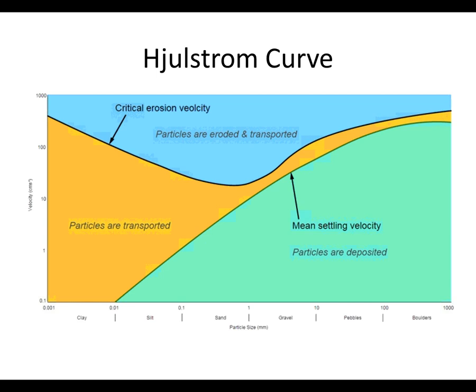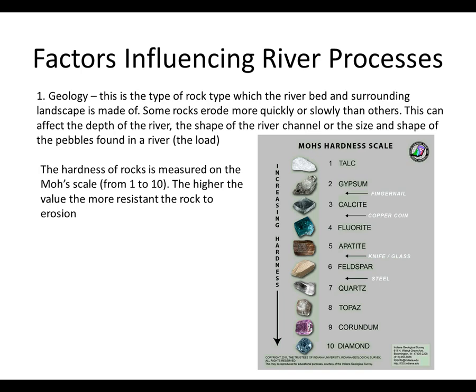Now, part of that comes from knowing roughly what type of particles are in the river, and that comes from doing a wee bit of research, and then you can relate it to the Mohs scale. The Mohs scale rates rocks on how hard they are, with 1 being the easiest to erode and 10, with diamonds, being the hardest to erode.